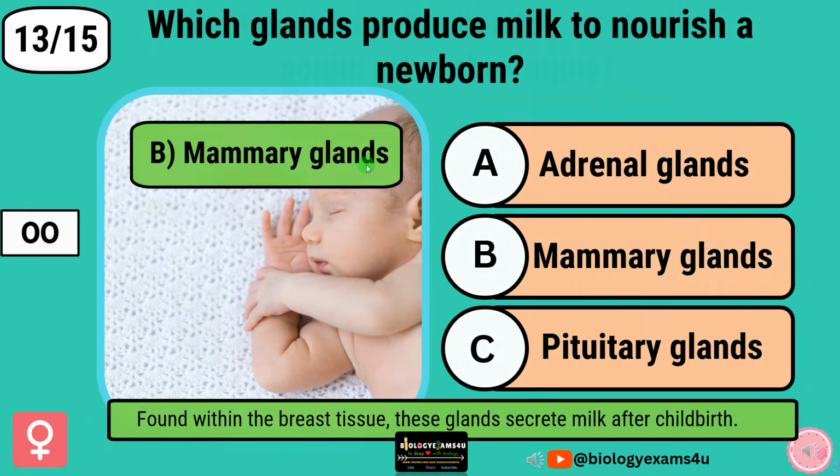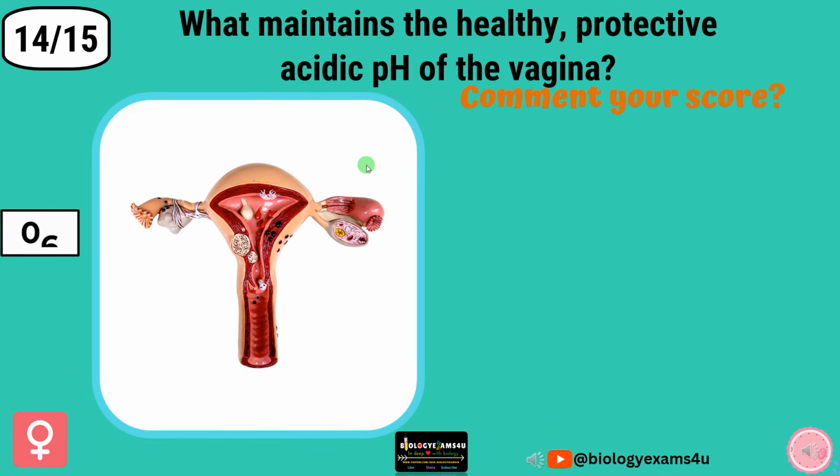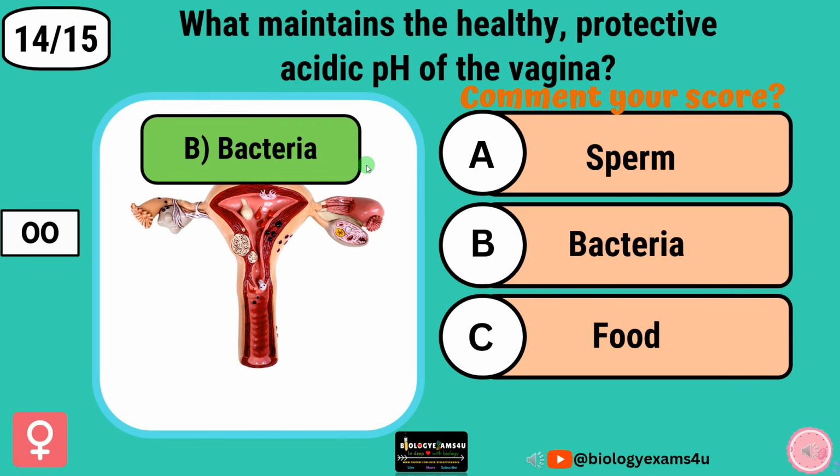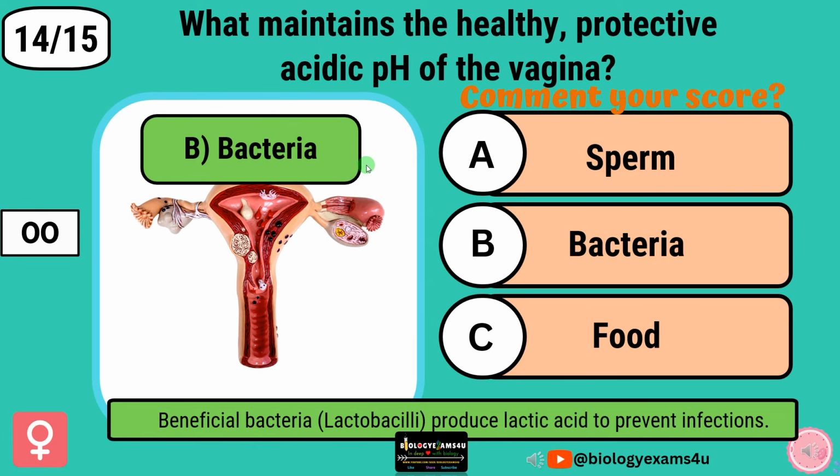What maintains the healthy protective acidic pH of the vagina? Sperm, bacteria, food. It is the bacteria, especially lactobacilli, which produce lactic acid to prevent infections.